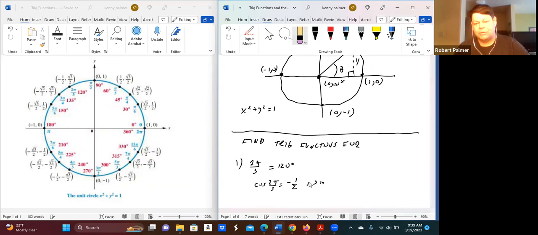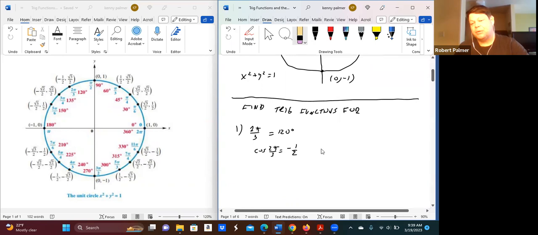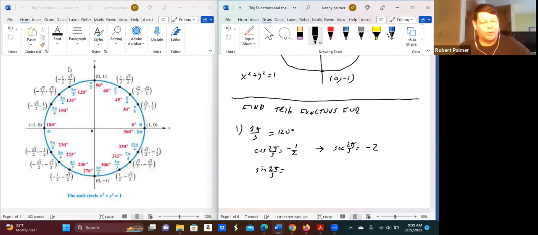And actually, let's do it below. So if that's true, this implies, of course, that secant of 2 pi over 3 is going to be -2, the reciprocal of this. Sine of 2 pi over 3 then is the y coordinate at that point, which is the square root of 3 over 2.